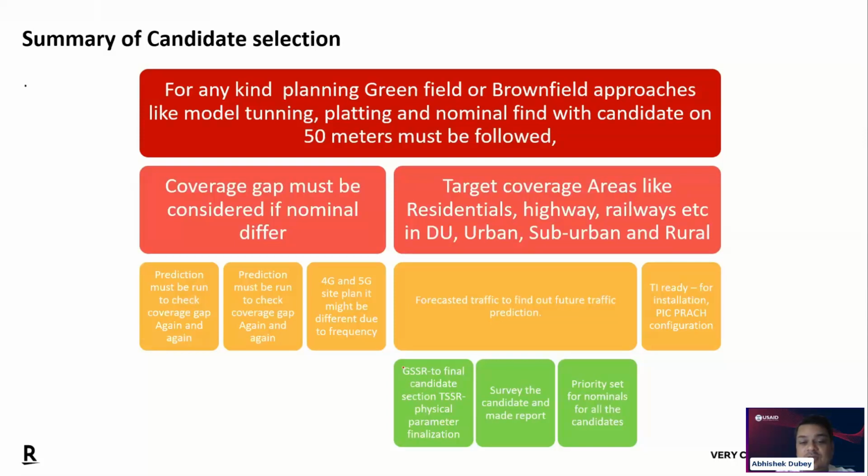So this process is called GSR, to select the final candidate. And once you select the final candidate, the next one is TSR, where you are going to finalize the physical parameters for the site. And the next step is to implement those physical parameters on site once it is TI ready. TI means installation ready, and now you can configure all the radio parameters on the sites, and the site is installation ready. Now it can be on air. So this is the approach you are going to follow generally.